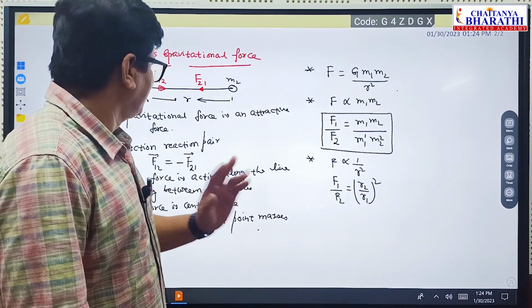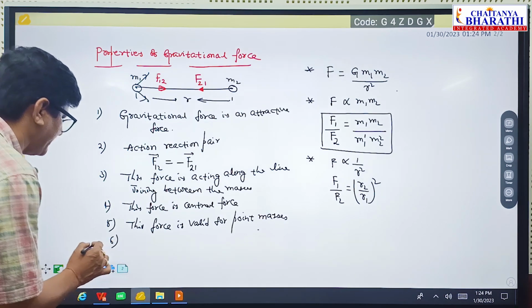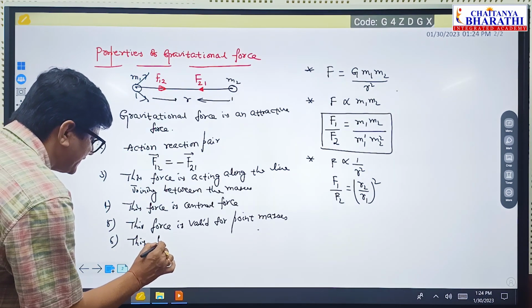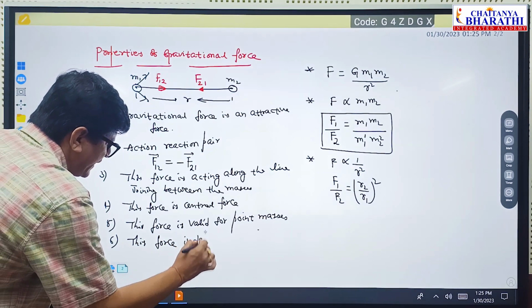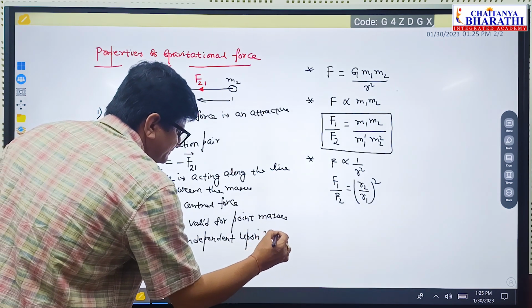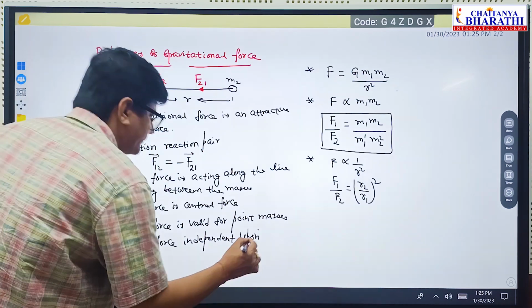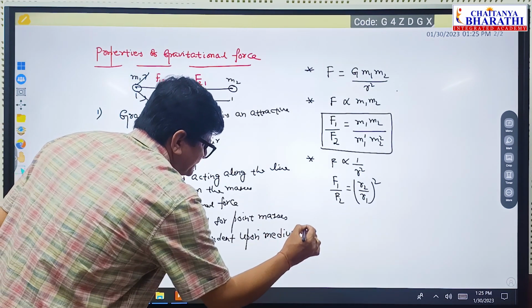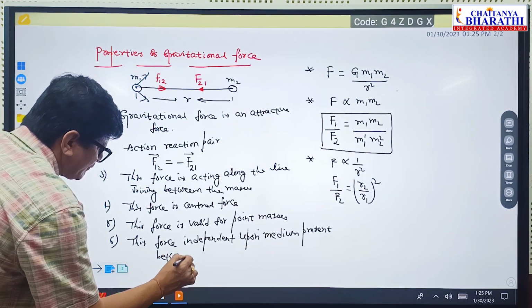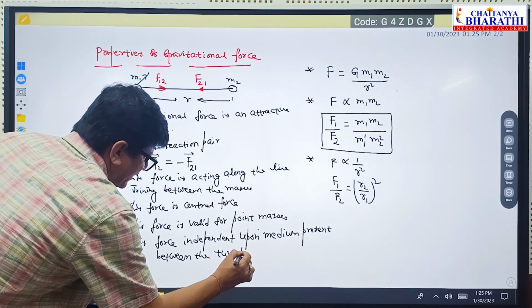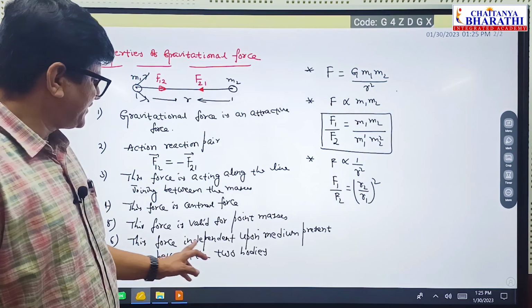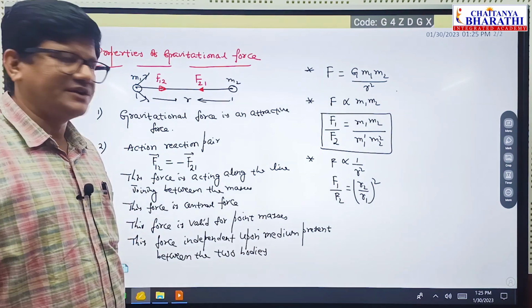And one more important property: this gravitational force is independent of the medium present between the two bodies. Okay?